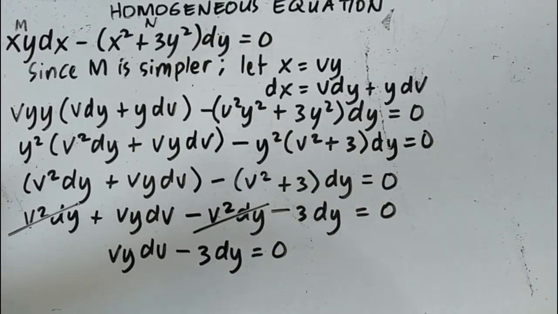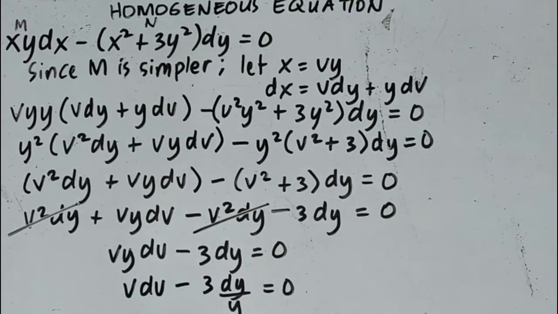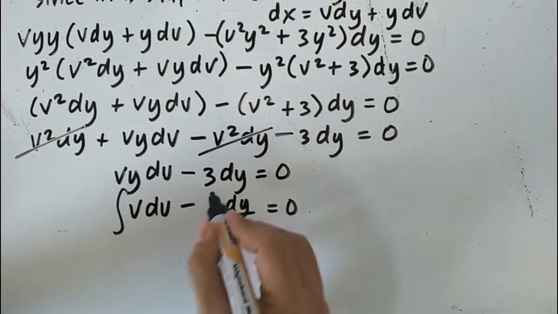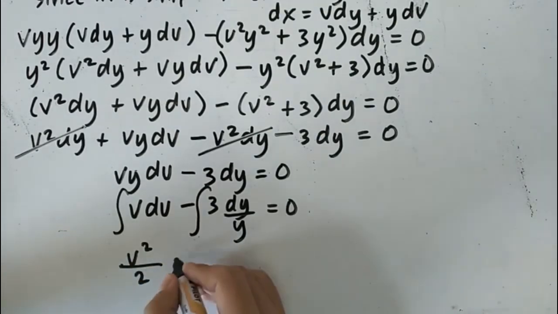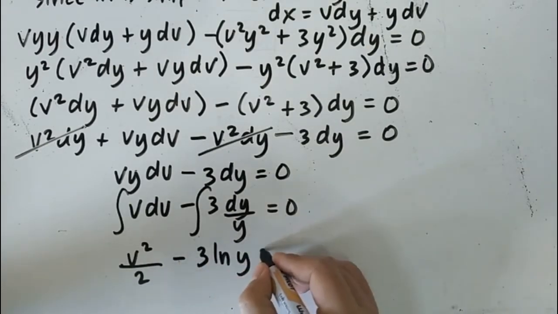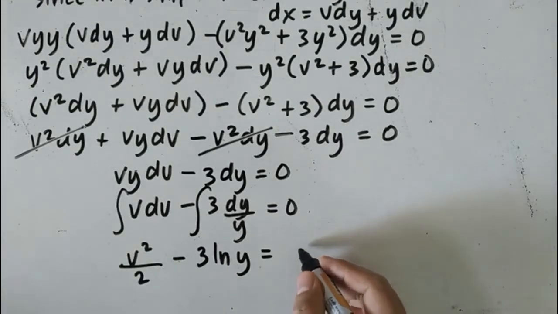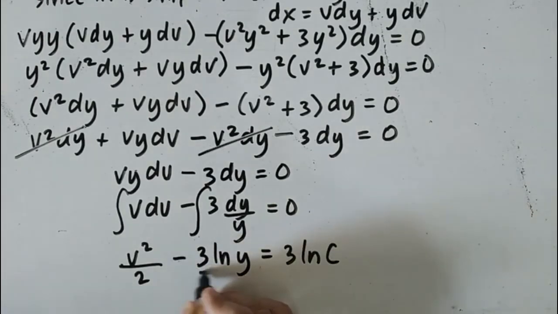So again, we use separation of variables. We have v dv minus 3 dy over y equals 0. And then the next step is to integrate. The integral of v dv is v squared over 2 minus 3 ln of y equals, instead of just writing ln of c, we can write 3 ln of c. Why is that? So that we can easily group these two together.